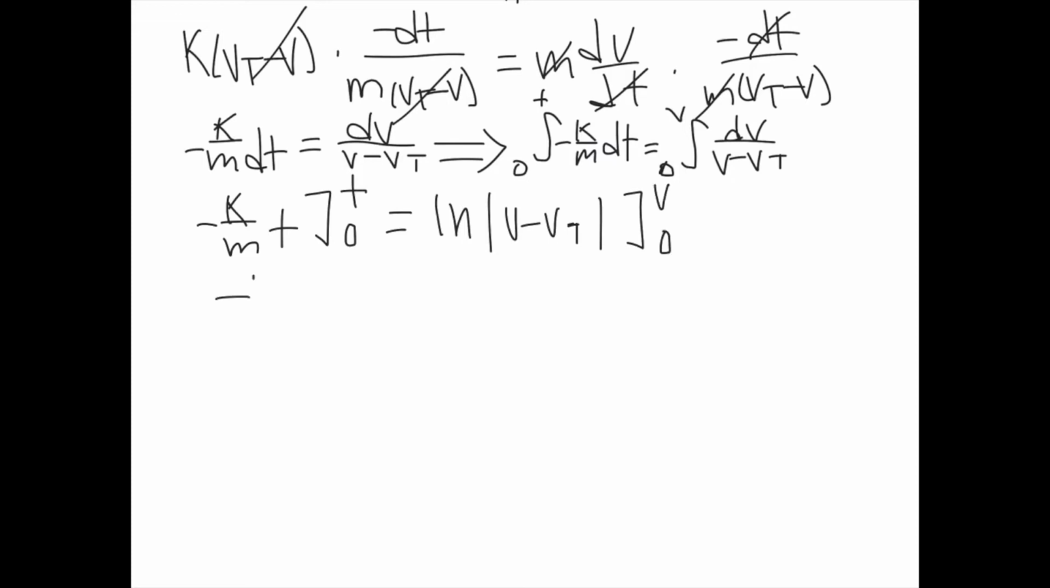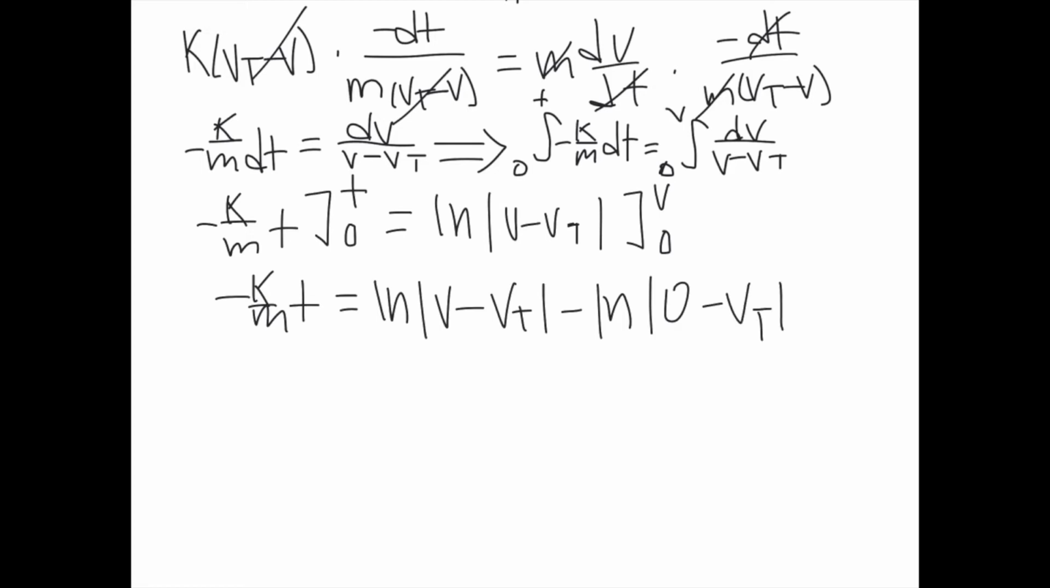So if we do this, we have negative k over m t minus negative k over m times 0, which is 0, so I won't write that out, is equal to ln absolute value v minus v terminal minus ln absolute value of 0 minus v terminal. And we can use properties of logs now. We can write this as ln of v minus v terminal divided by negative v terminal is equal to negative k over m t. And then we notice that because v terminal is the maximum speed, v must be less than v terminal. So v minus v terminal is negative, negative v terminal is negative. We actually have a positive, and we can get rid of the absolute value signs. We can just write parentheses.